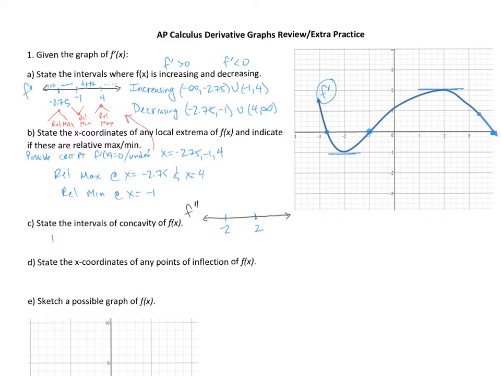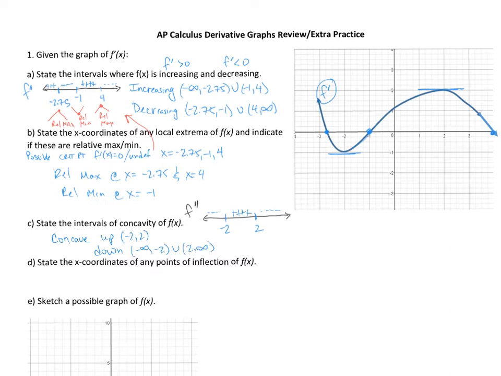From negative infinity to -2, when I look right here, these are all negative slopes. So on my number line, I'm going to list these as negative slopes. From -2 to 2, in this region right in here, these are all positive slopes. So we'll go ahead and list these as positive slopes. And then from 2 to infinity, we end up with negative slopes again. So we can say that this is concave up from -2 to 2, and concave down from negative infinity to -2, and from 2 to infinity.